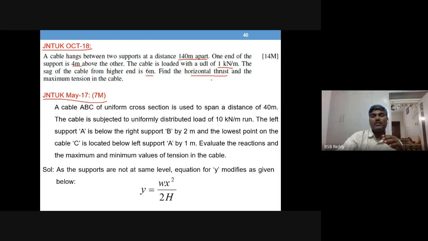So what is the horizontal thrust value? You have to find the H value and T maximum in the cable. In the other problem, the span is 40 meters instead of 140, and the UDL is 10 instead of 1. The left support is below the right support by 2 meters, where it was 4 meters there. The lowest point on the cable is located below the left support by 1 meter, and 6 meters below the right support. Evaluate the reactions and the maximum and minimum values of tension in the cable. Let us take this one and solve it so that you can solve the other one also.